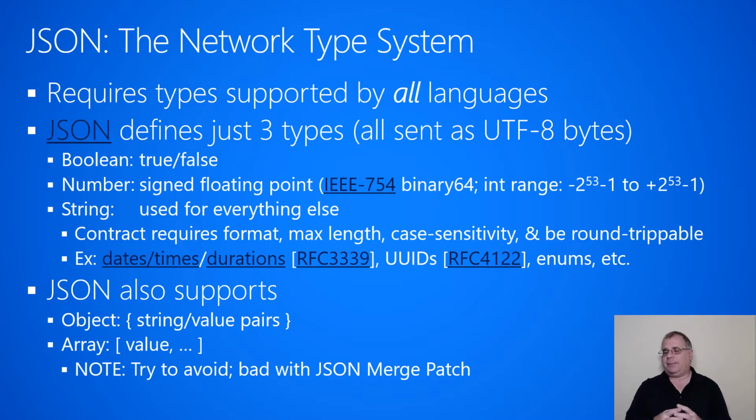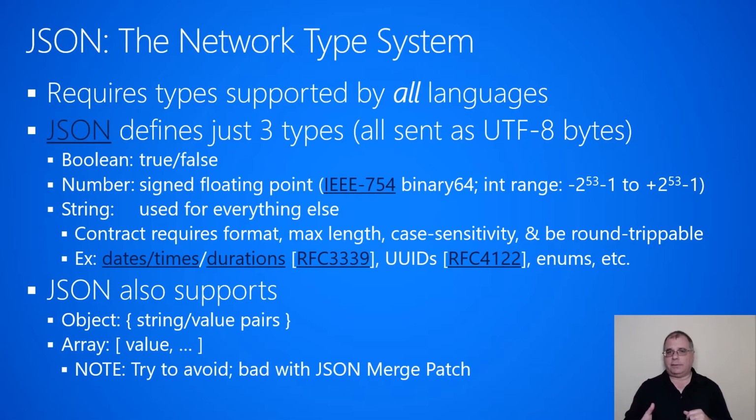The 3 data types that JSON supports is Boolean, which has a value of either true or false, in lowercase. JSON also defines a number, which is really a signed floating point value that fits very nicely into an IEEE 754 binary 64 variable. If you want to send an integer over the wire, then you have to send it as a number in JSON. And using IEEE 754, that integer range is from -2 to the 53rd power minus 1 to +2 to the 53rd power minus 1.